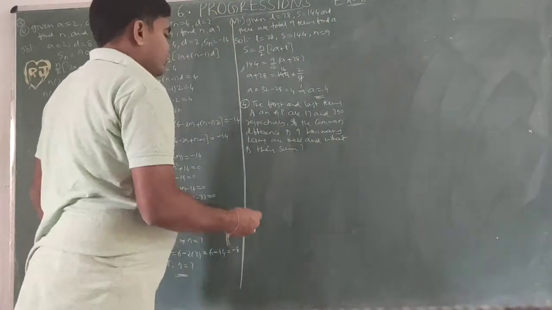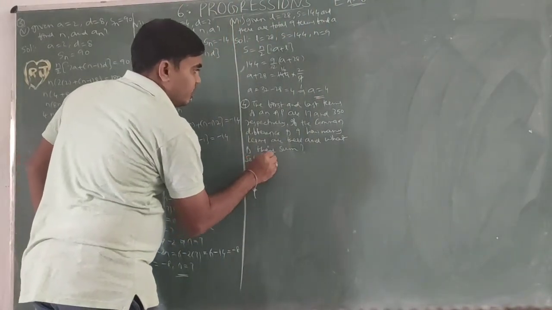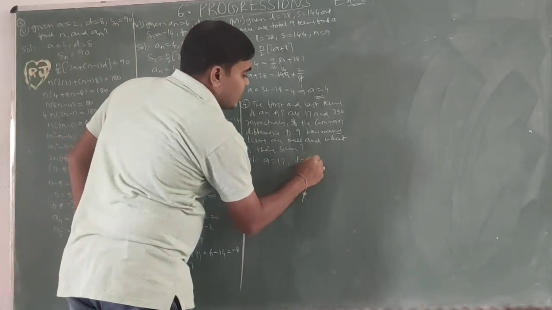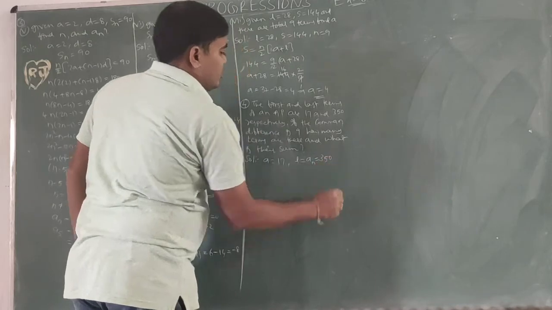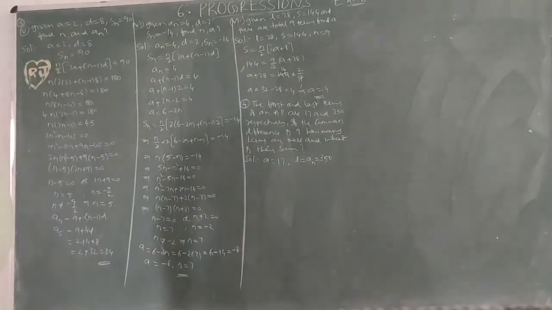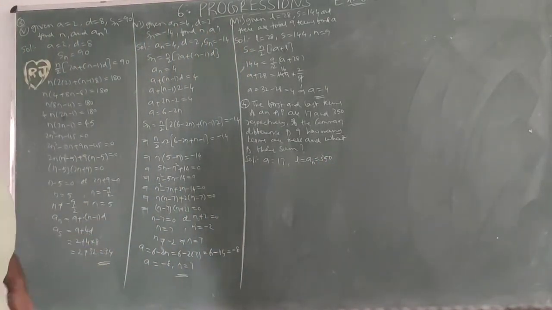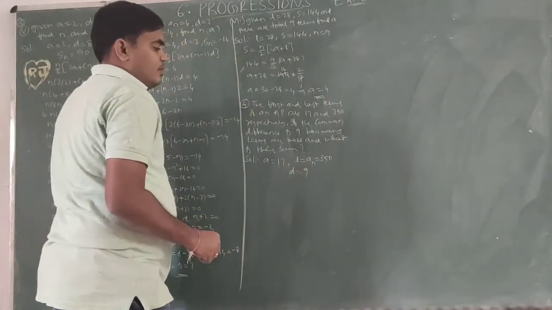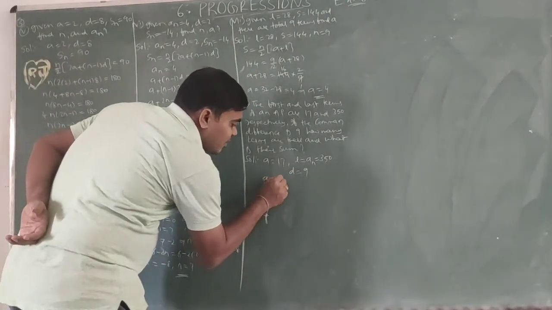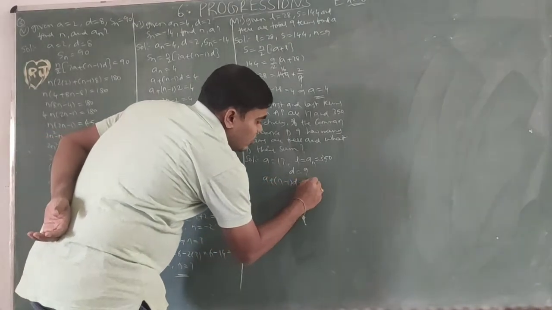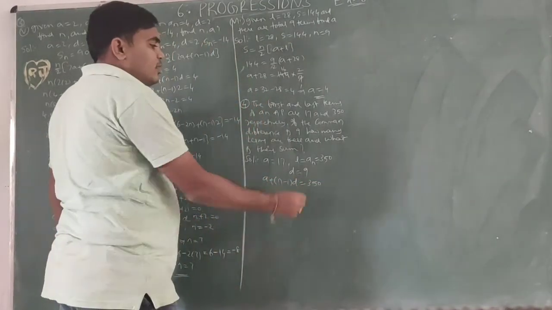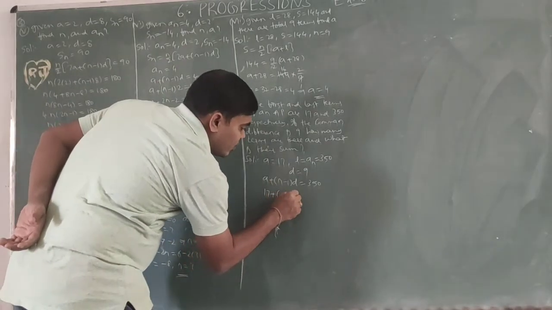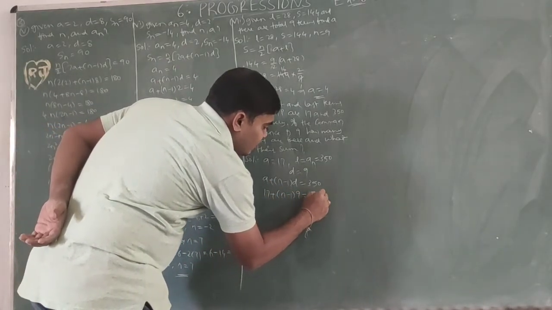Solution: a equal to 17, l equal to a_n equal to 350. The last term, let us consider that as the nth term. We need to find n. Common difference d equal to 9. The nth term is a plus (n minus 1) d equal to 350. So 17 plus (n minus 1) times 9 equal to 350.